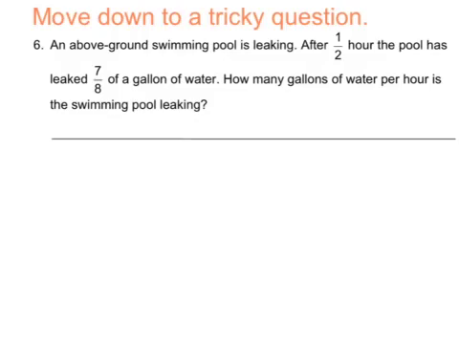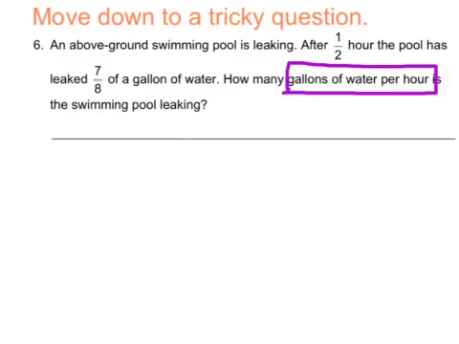An above-ground swimming pool is leaking. After half an hour, the pool has leaked 7/8 of a gallon of water. How many gallons of water per hour is the swimming pool leaking? The first thing we want to ask ourselves is, what is this question asking me to find? It is asking me to find gallons of water per hour.